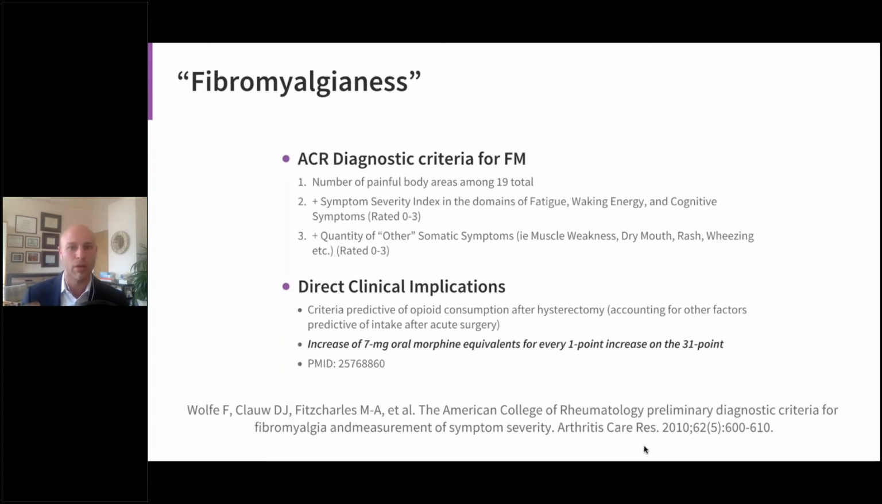Just that alone, if we had a better understanding that this patient was susceptible, we would offer different treatment. And frankly, we might not even offer the surgery if there are other factors to consider. So from a comprehensive clinical standpoint, we have to be looking at these types of things.